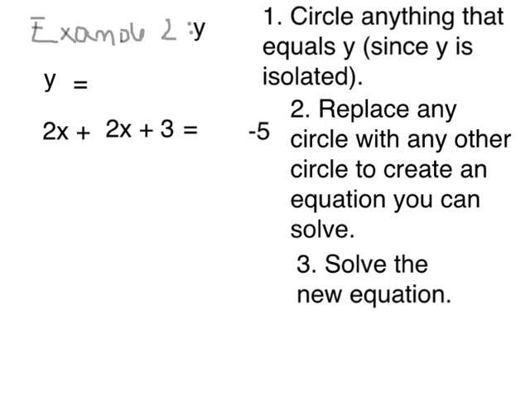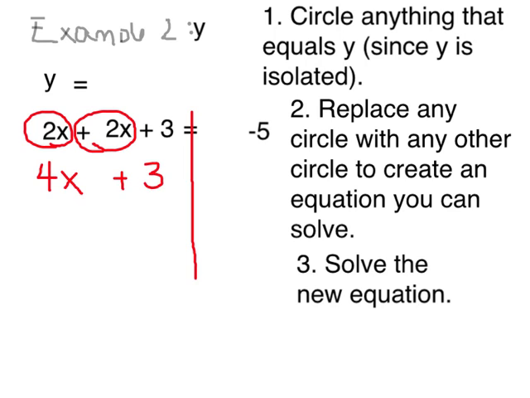So we're going to solve this equation for x. I'm going to draw my line. I'm going to combine like terms. 2x plus 2x is 4x. Then we have that plus 3. And then we have the equals negative 5 here. I'm going to subtract 3 from each side.